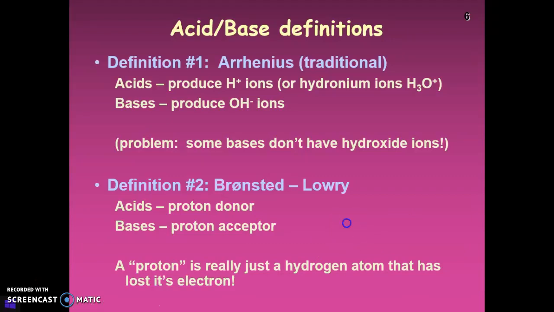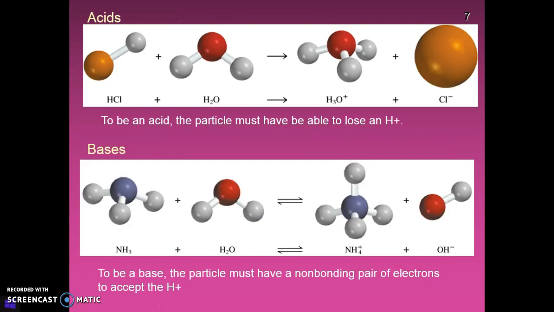So Bronsted-Lowry bases are a little bit more challenging. Here you can see that to be an acid, you have to have a particle that has an H+. You have to be willing to donate an H+. In this case, HCl will donate an H+ to water. You get hydronium ion, and you're left with Cl-.